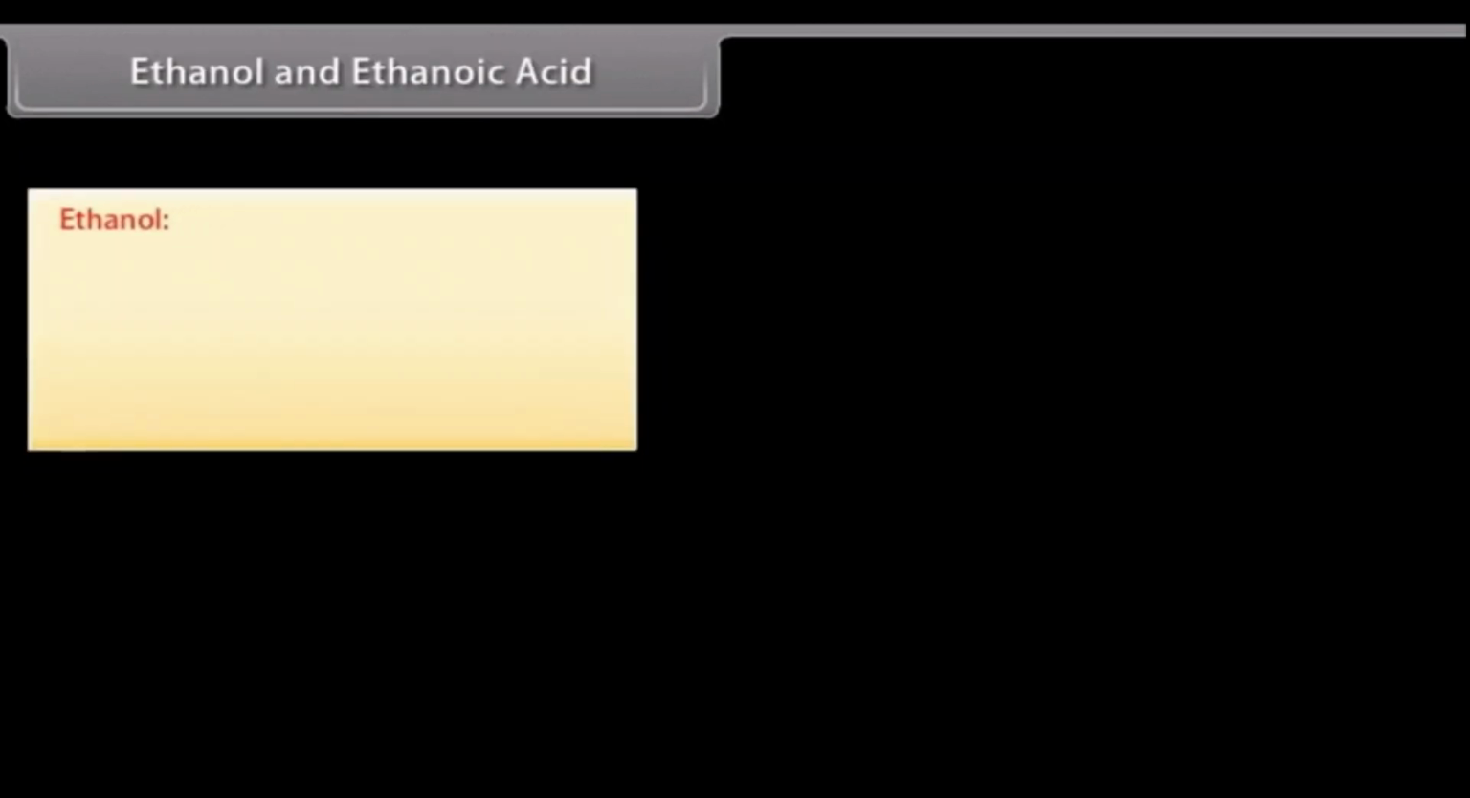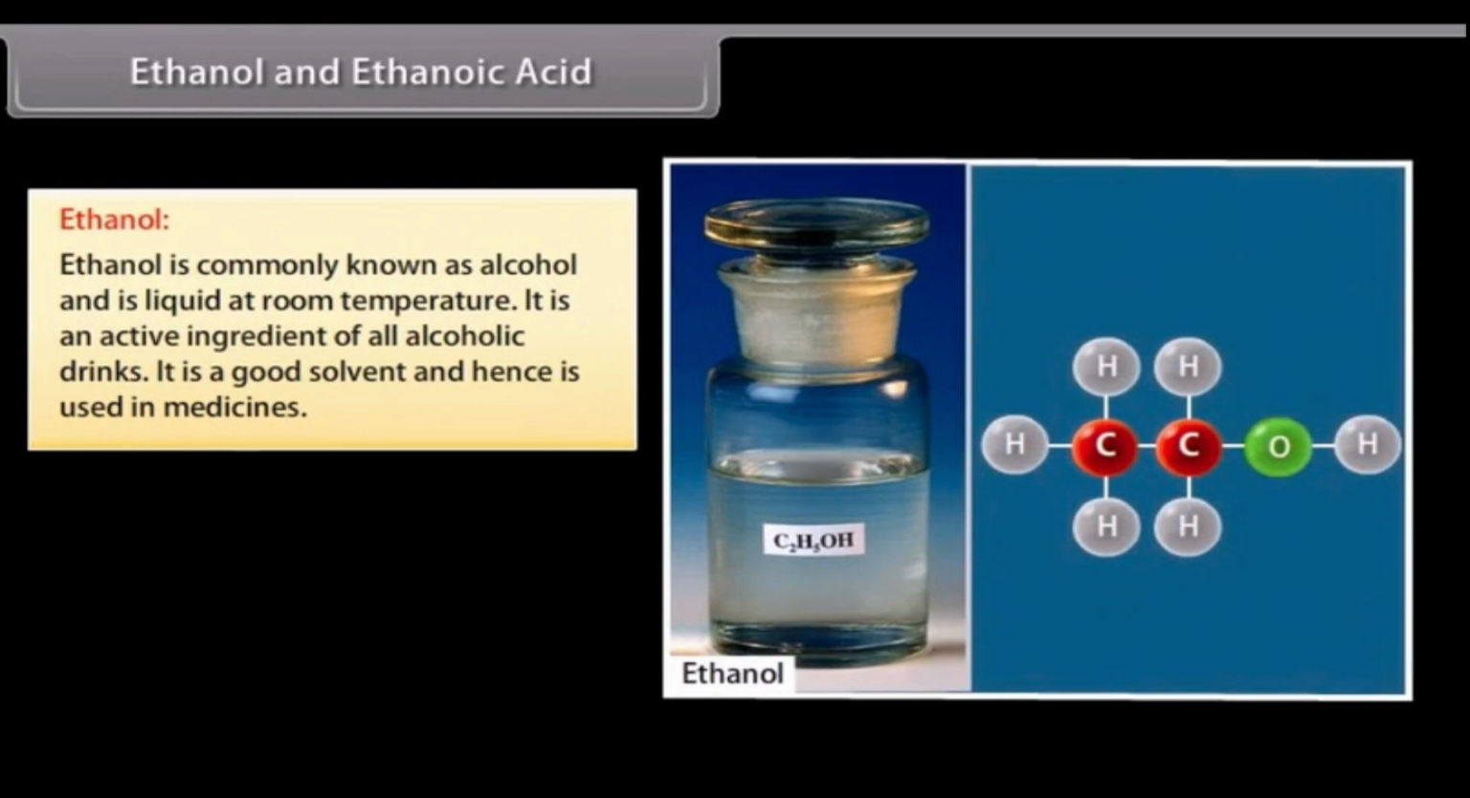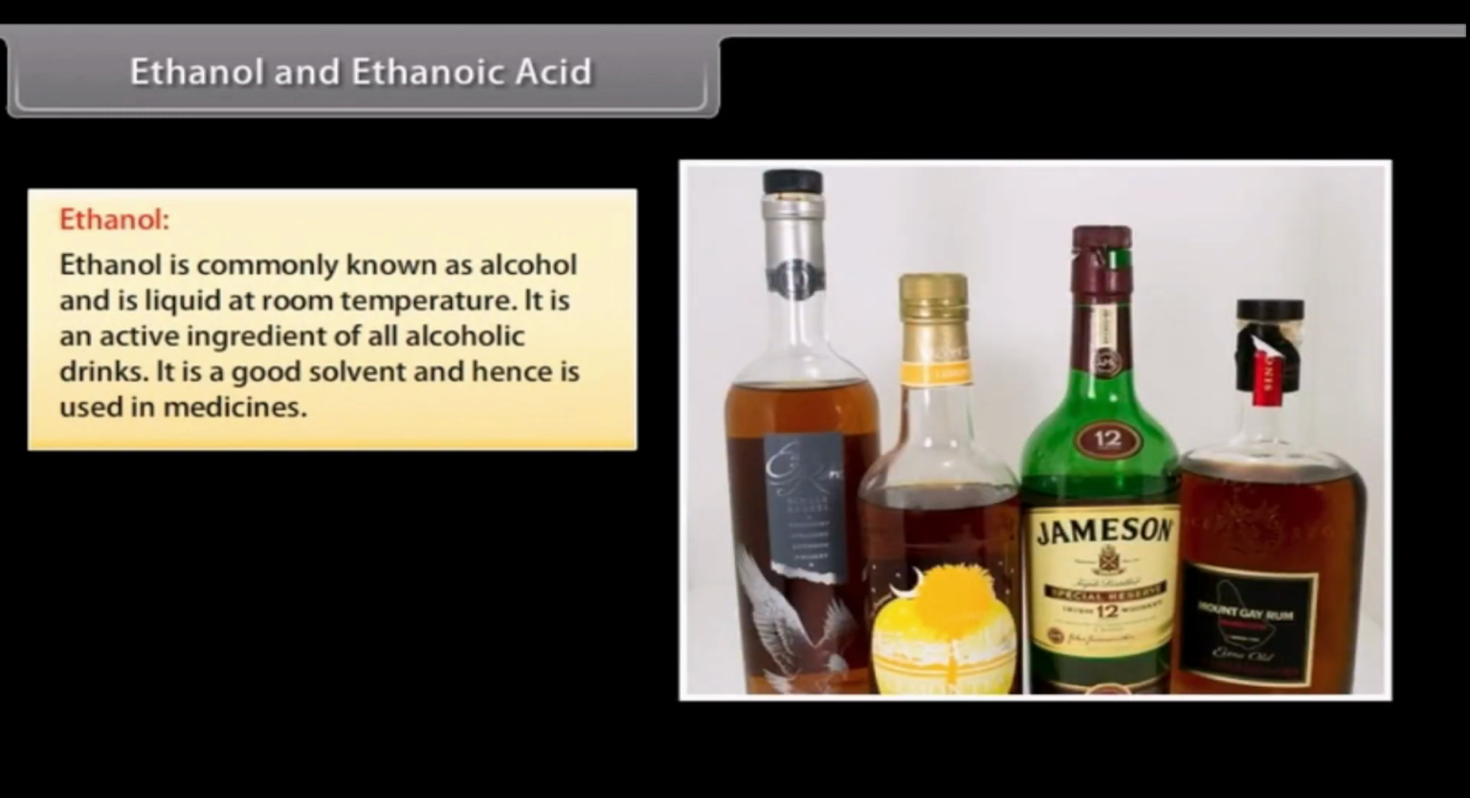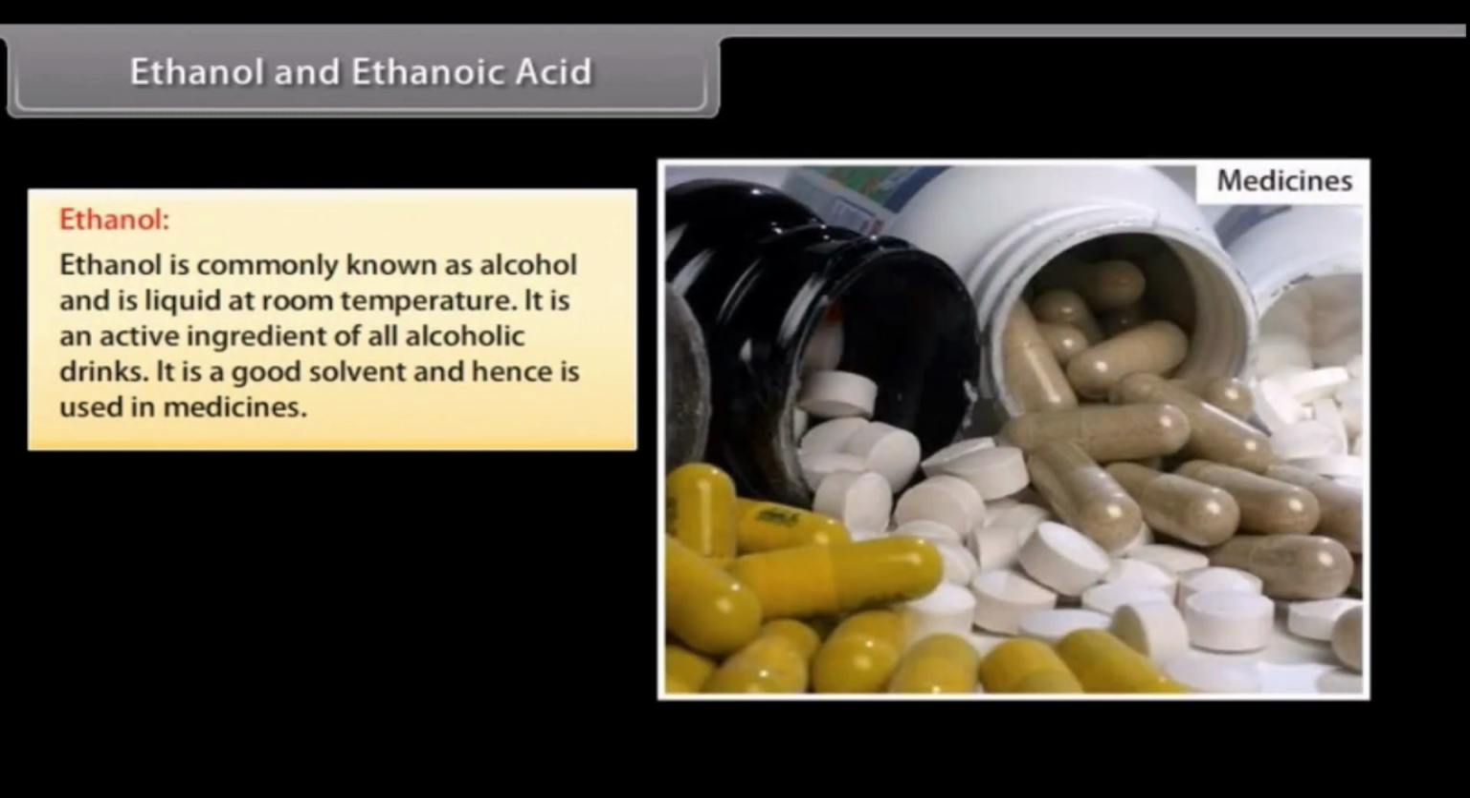Ethanol and ethanoic acid. Ethanol. Ethanol is commonly known as alcohol and is a liquid at room temperature. It is an active ingredient of all alcoholic drinks. It is a good solvent and hence is used in medicines. Consuming small quantities of dilute ethanol leads to drunkenness, but intake of even a small quantity of pure ethanol can lead to death.